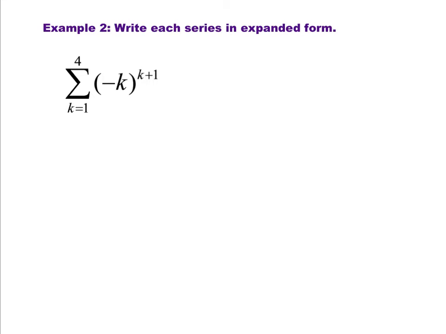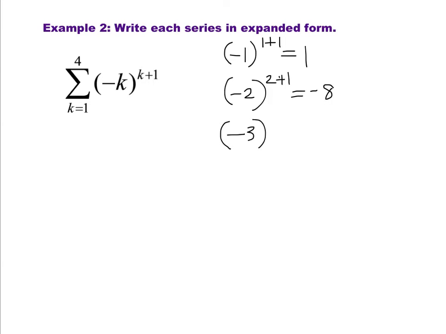Okay, let's try another one. Sigma notation. Here they use the variable k instead of n, but it has the same meaning. Our lower bound is 1 and our upper bound is 4. So that's what we're going to plug in for k. So for our first term, we're going to have negative 1 to the 1 plus 1, which is 1. Then we'll plug in k is 2. So that'll be negative 2 to the 2 plus 1. That's negative 8. Then we'll plug in k is 3. So that's negative 3 to the 3 plus 1, so 81. And then k is 4, and that's our upper bound, so that's where we're going to stop.